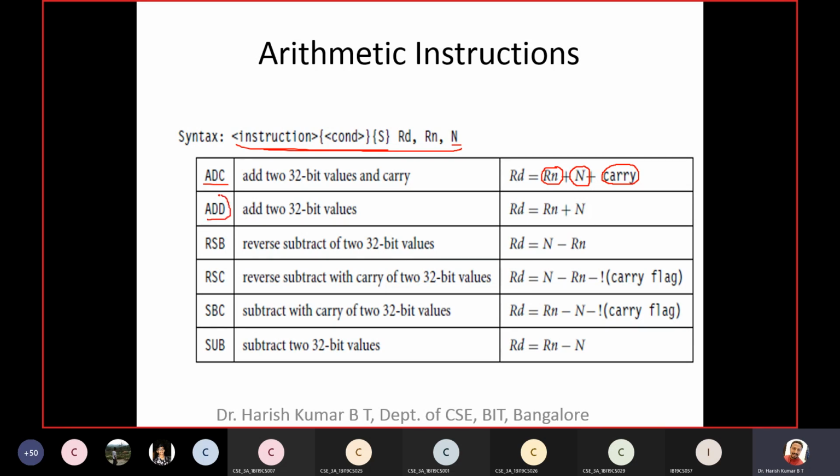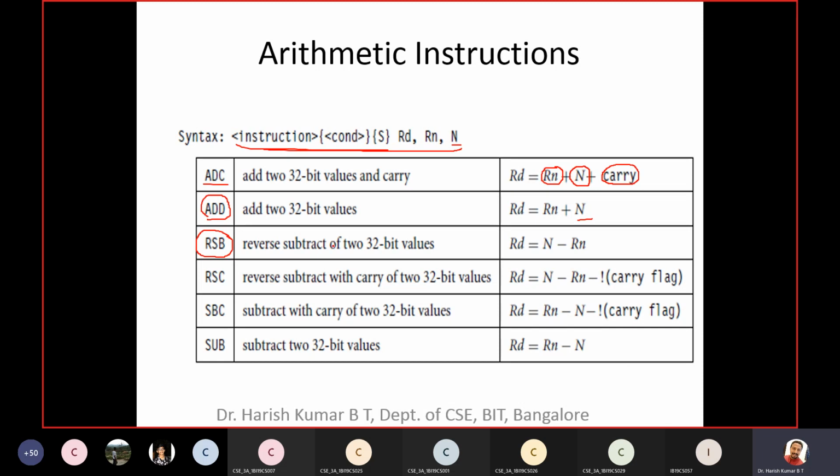Now ADD. This is well known because all of us have used this add instruction till now, and we have written programs also. It adds two 32-bit values: RD is equal to Rn plus n. So this n can be either an immediate number or a second source register. And one more is the RSB, the reverse subtract instruction.